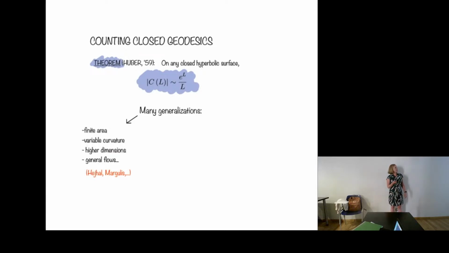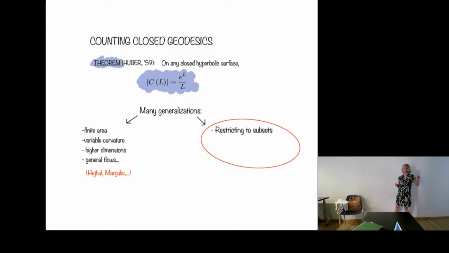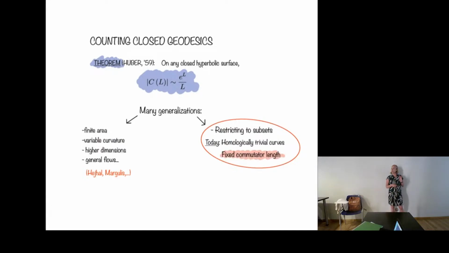But what we're going to talk about today is a different kind of generalization, where instead of counting all closed geodesics, we count some subset of closed geodesics. So, for example, one can count closed geodesics that are trivial in homology. So that's what we're going to talk about, and more specifically among those, we're going to talk about those that have fixed commutator length. I will explain what I mean by this in a second.